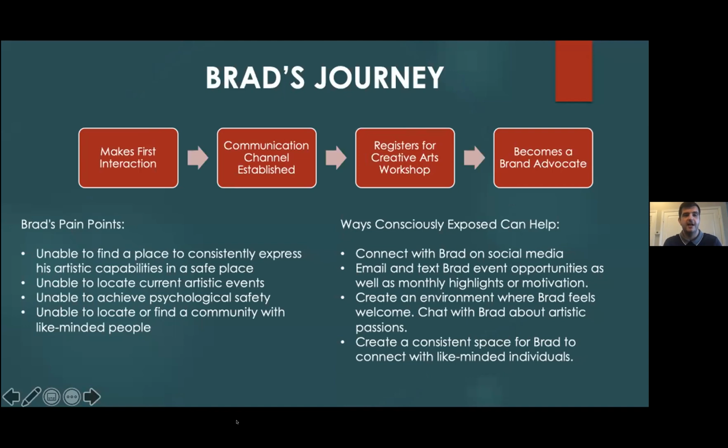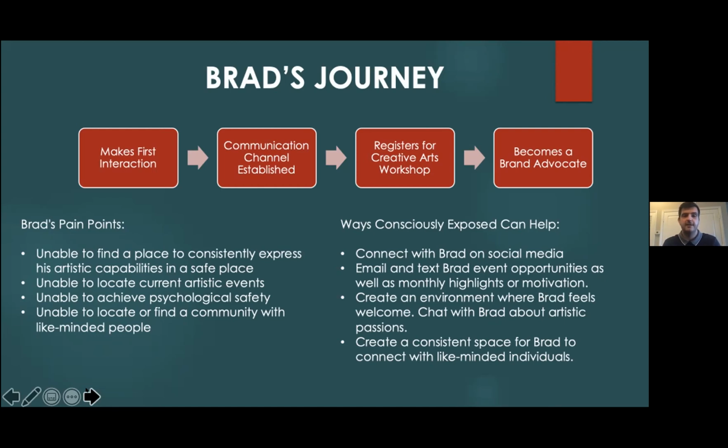For Brad's journey, for his first interaction, he meets our client at an on-campus arts workshop. That's when they get to talking about Consciously Exposed and the different aspects of the business. The next step is communication channels established. They exchange email addresses, and Brad is added to the email marketing distribution list. That way we can connect with him and express different opportunities, as well as monthly highlights or motivation, so that he knows what's going on in the area in terms of different artistic events where he can express himself and meet like-minded individuals.